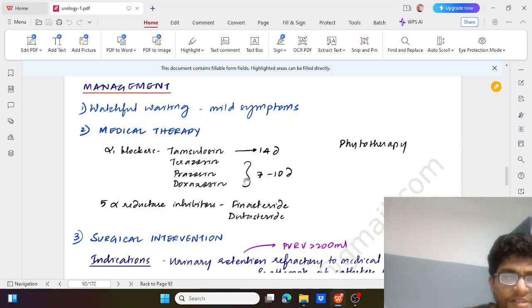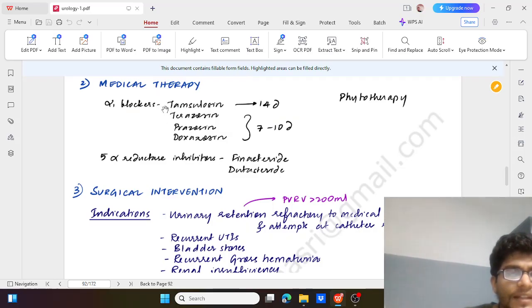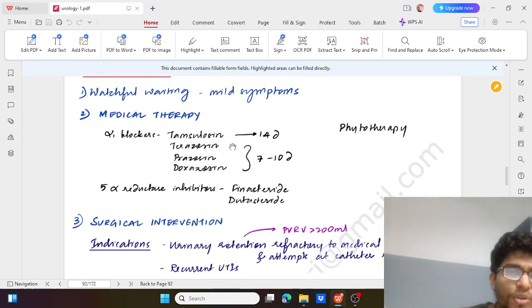I would like to mention some extra points. Tamsulosin or these alpha blockers have a side effect of postural hypotension. So these drugs should be started at night time and should be continued at bedtime. That would be better. Also, these can be used in cases with hypertension because this will cause reduction in BP. And especially in case of normotensive patients, we go for silodosin because it has very minimal side effect of postural hypotension.